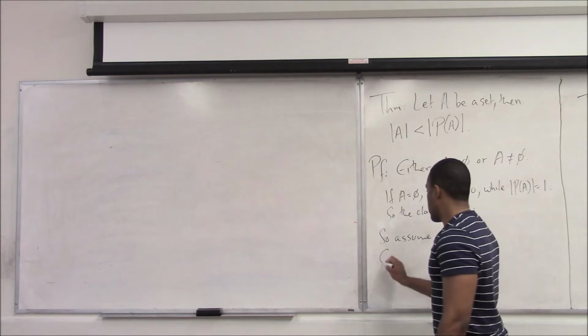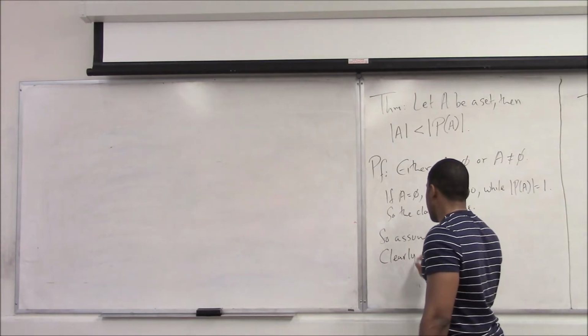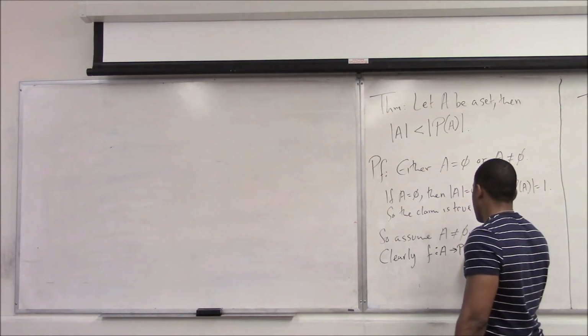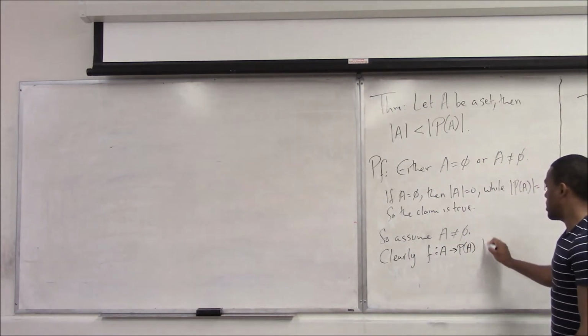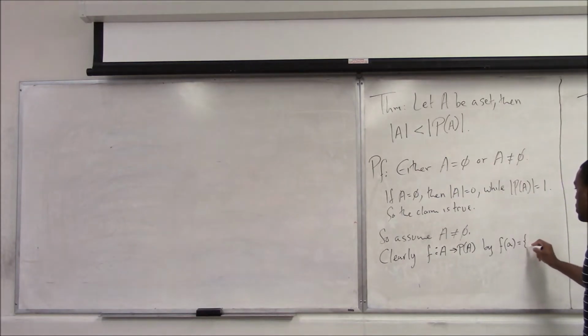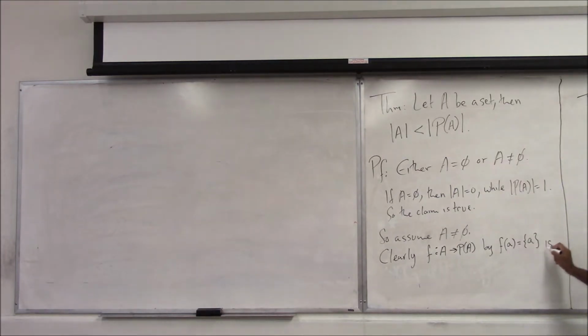So clearly, we can take an injective function f from A to the power set, given by f of some element x just going to the set containing itself, {x}, which is 1-to-1.